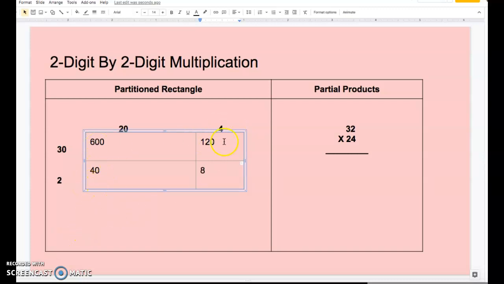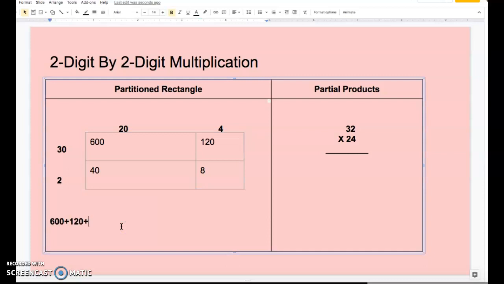So I have 600, 120, 40, and 8. I'm going to add those all up together to get my final answer. My final answer here would be 768.